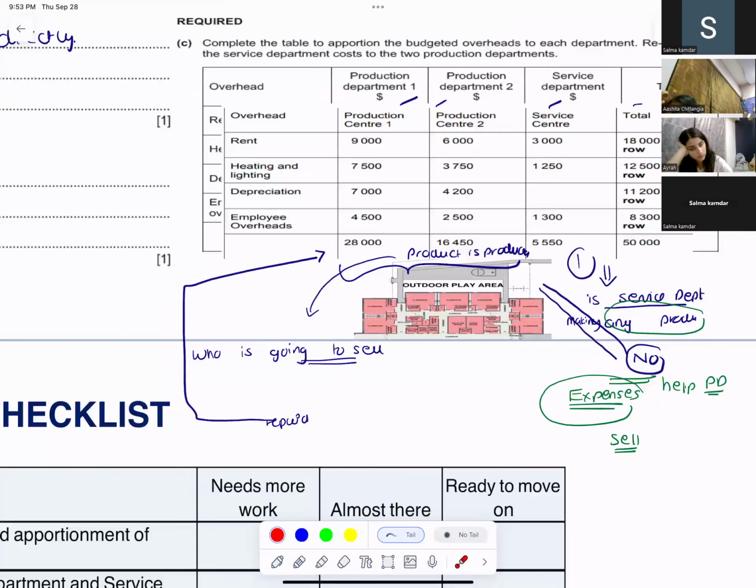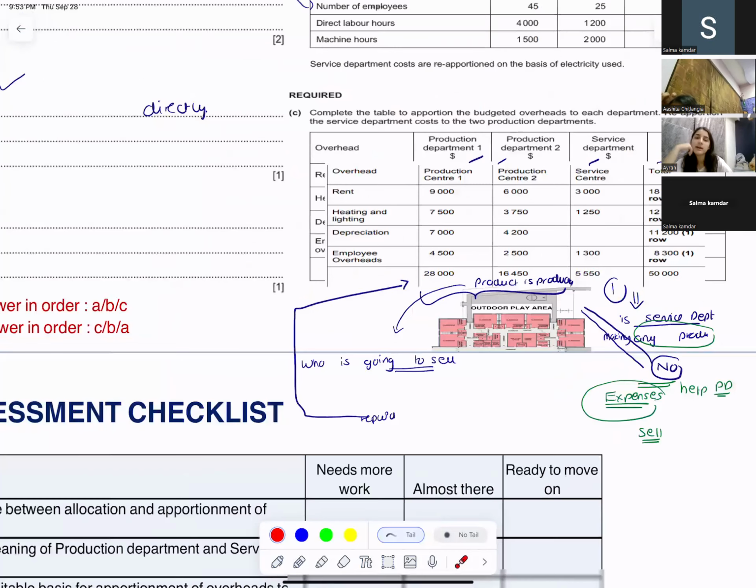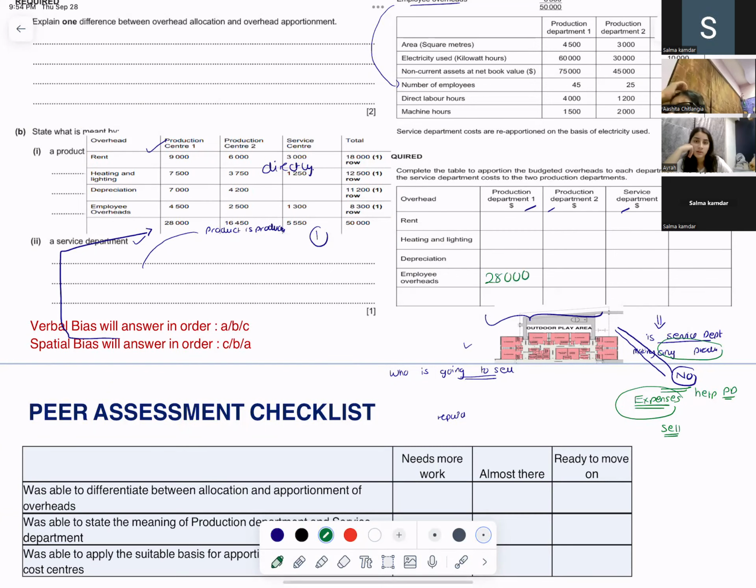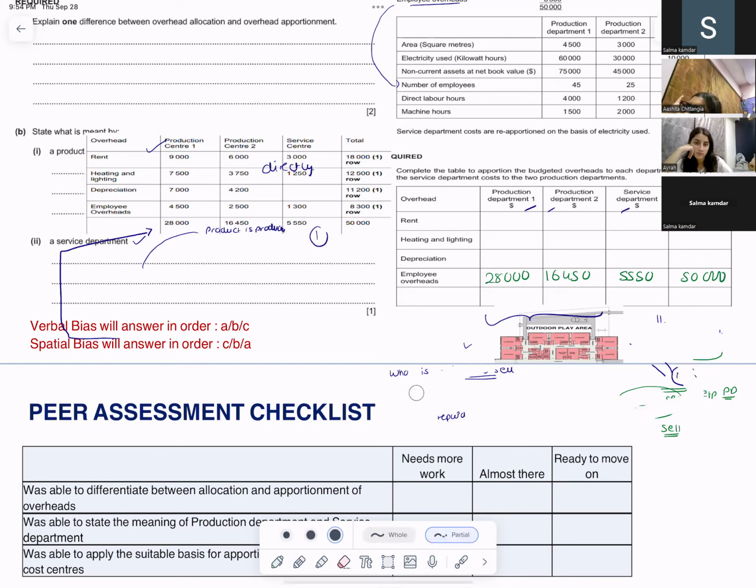You'll add it to the direct stuff and then you'll charge it in the total product, no? Tell me what the direct stuff is. No, production department is fixing the selling price for their own expenses.